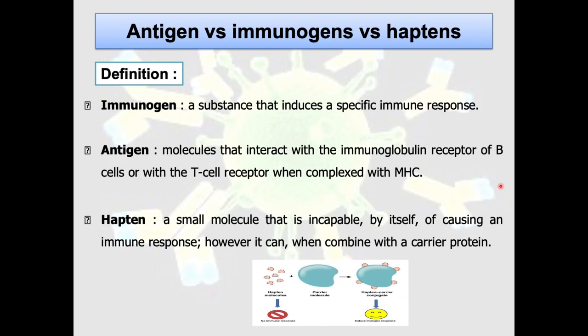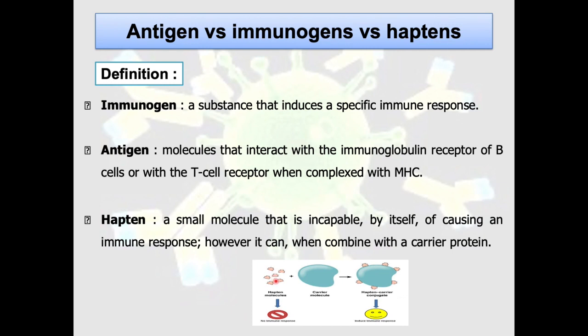Okay, and last is hapten. A hapten is a small molecule that is incapable by itself of causing an immune response. However, it can when combined with a carrier protein. So hapten is like a dependent molecule, a small molecule. So you can see the figures here.